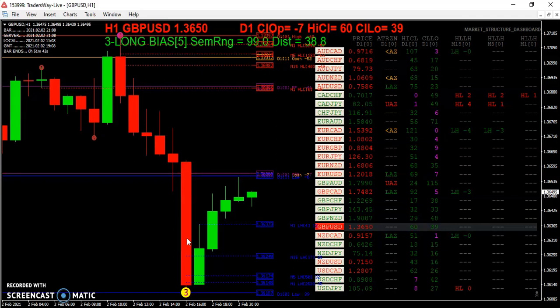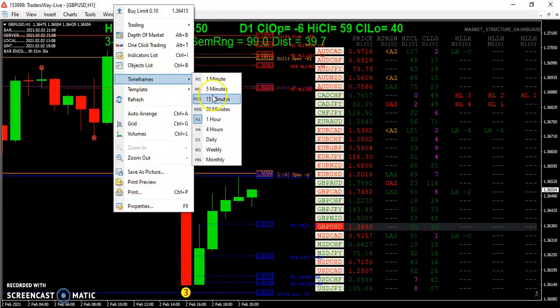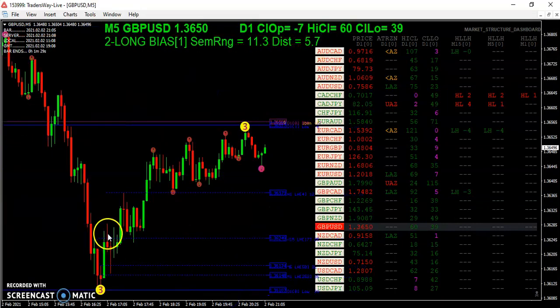On this market structure, usually what happens is you'll come down to a lower time frame. You can come down all the way to M1, M5, M15, and what you're looking for is where these lower highs were put in. As you can see, price comes back and then it'll test these areas and then it'll close above it. So I like to look at M1, M5, M15, and H1.